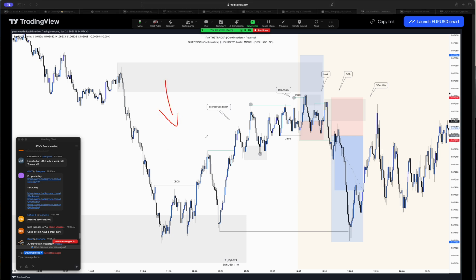Okay, directionally bearish. Internal is bullish, correct? So my only problem here, yes, internally you are bullish, but your bearish POI still hasn't been tapped. So I don't see the justification for buying here. Because yes, you can argue that there's a model, but we're directionally bearish.